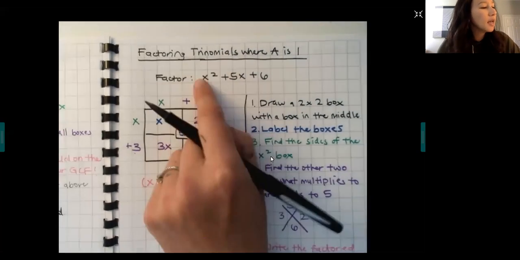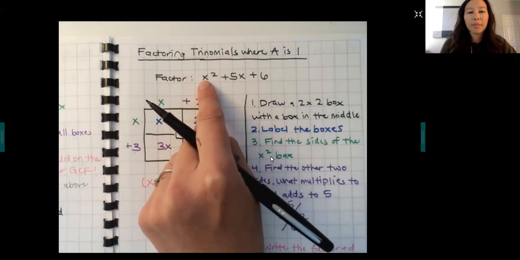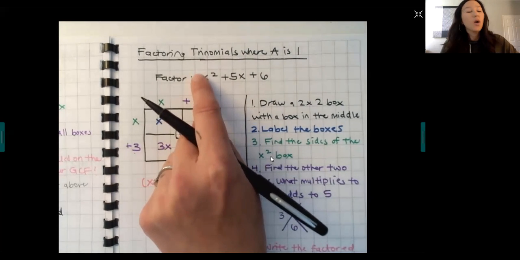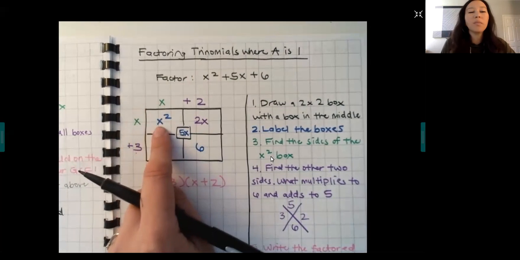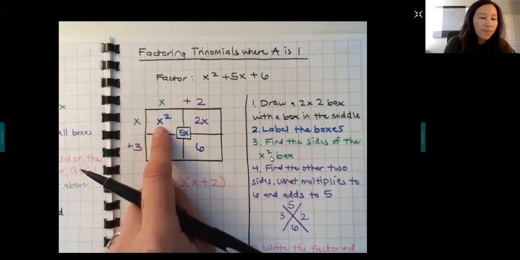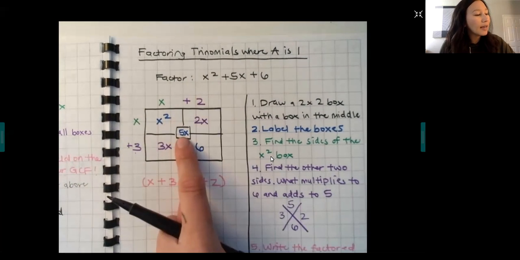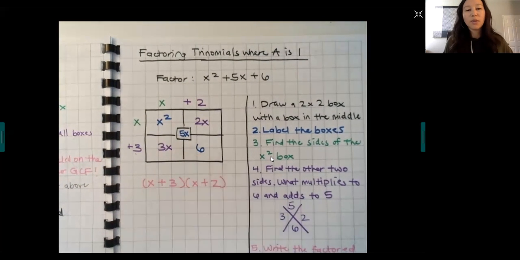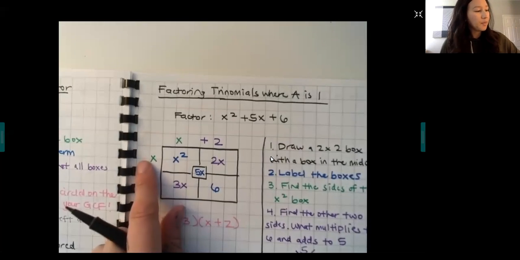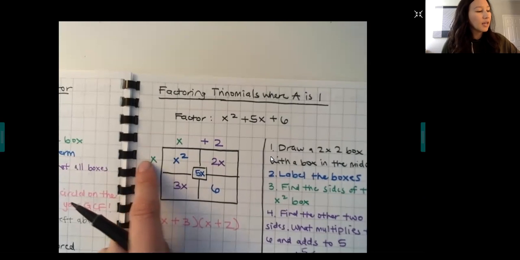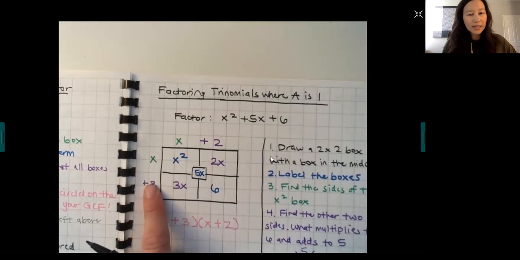So A is the number that's in front of our x squared term. So it was always 1, which made this really easy, because what multiplied to equal x squared? It was just x and x. And then when we were multiplying to figure out what added to 5x and what multiplied to 6, it was really easy because we just multiplied by a 1x here. So it was always this number and this number.